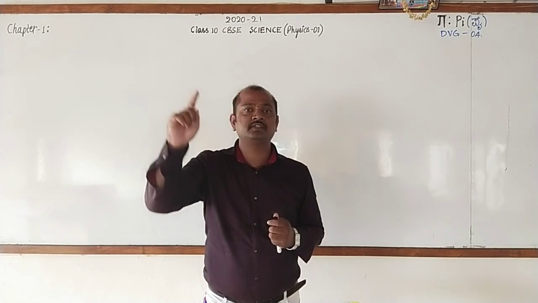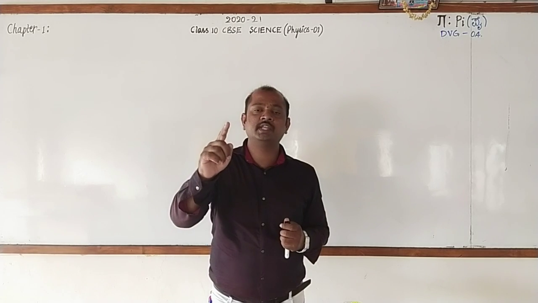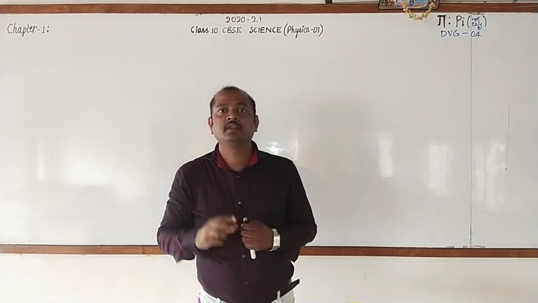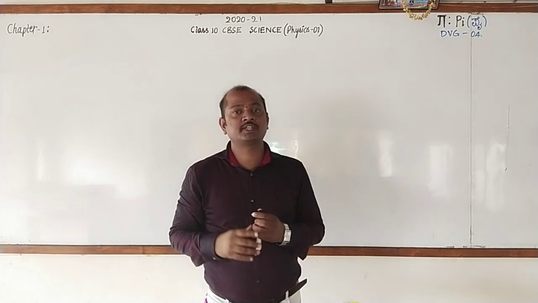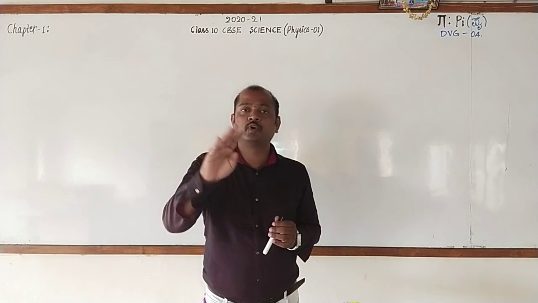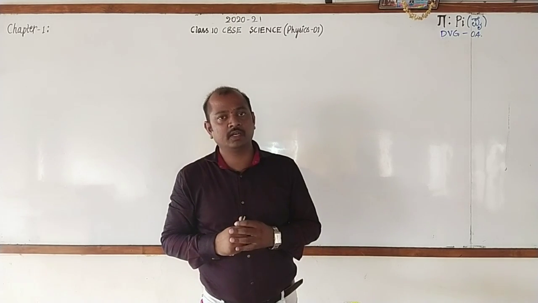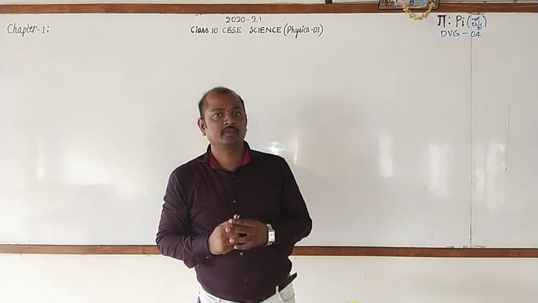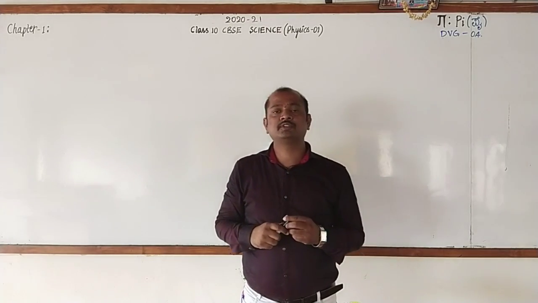In physics, the 5 chapters are: the first one is electricity, second one is magnetic effects of electric current, third one is light reflection and refraction, fourth one is the human eye and colorful world, and fifth one is sources of energy. In chemistry, we have 5 chapters.